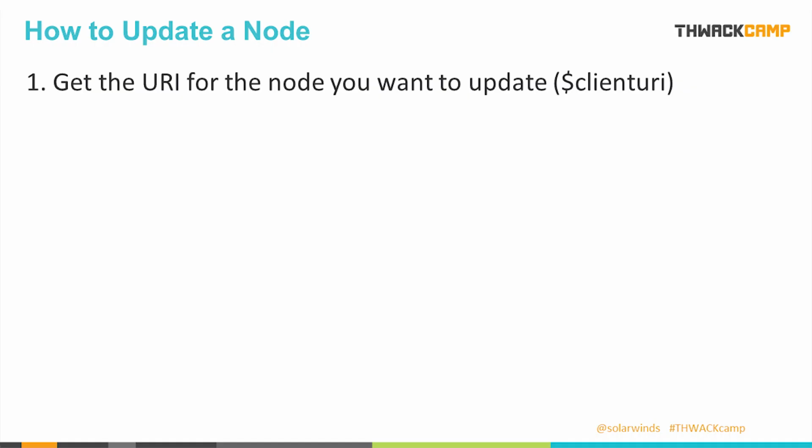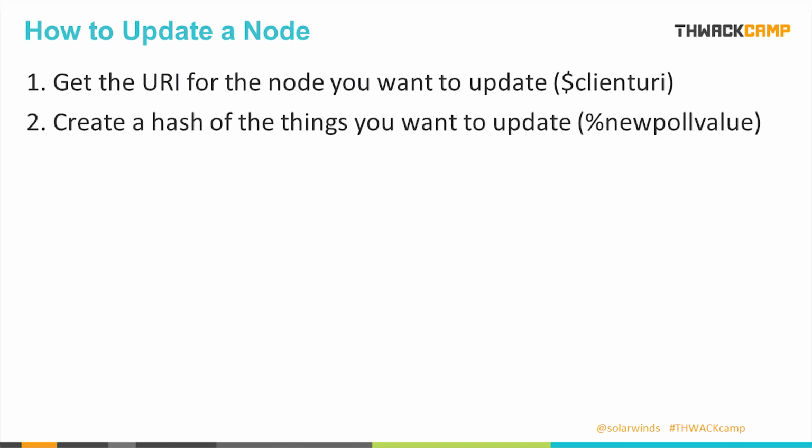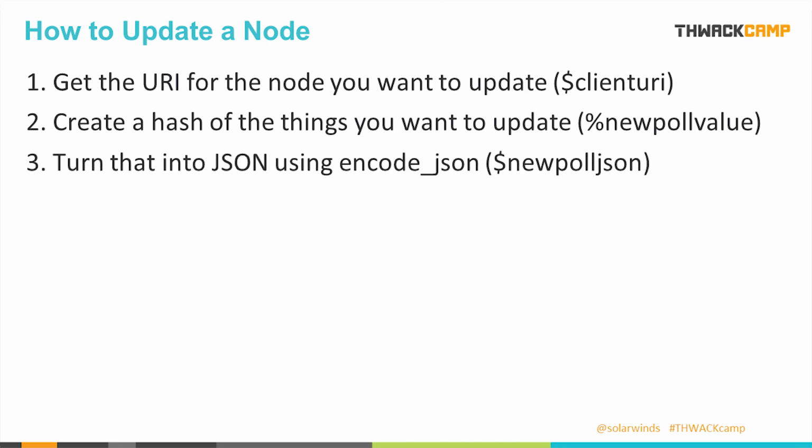Okay, so step 1, you need to get the URI, the Universal Resource Indicator, for the node or the device that you want. We're going to call that variable client URI. The second thing we're going to do is create a hash, not an array, not a string, but a hash of things that you want to update. We're going to call that the new poll value, because that's what I'm updating, my polling values. We're specifically changing the poll interval and the stat collection. The third thing is we're going to change that into JSON using encode JSON. That's a command. And the variable that's going to have that JSONified hash is called new poll JSON.